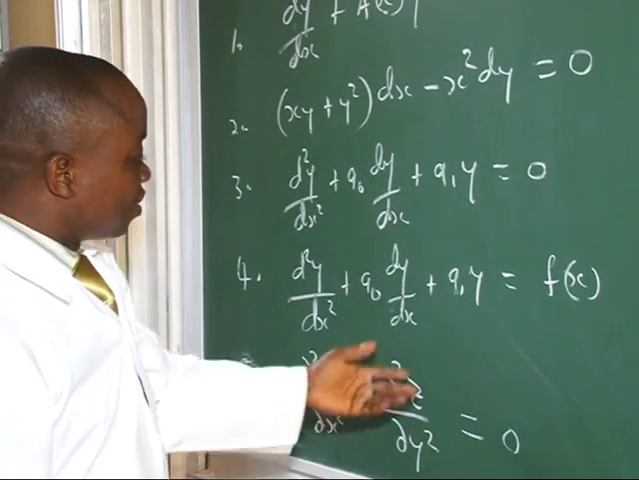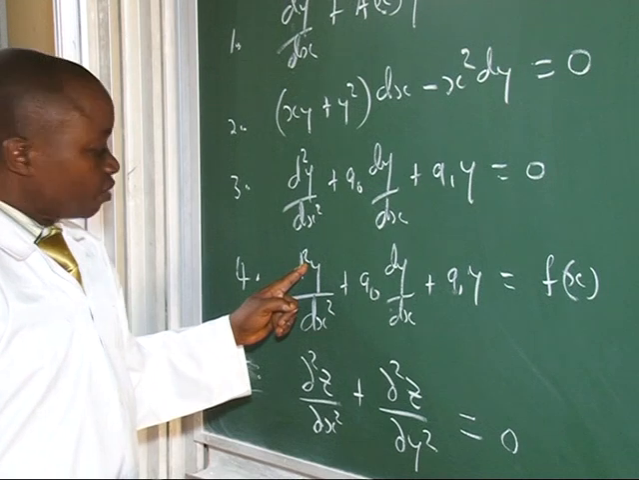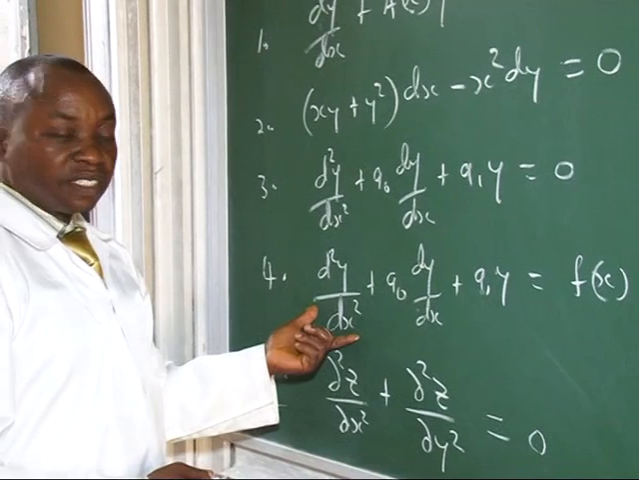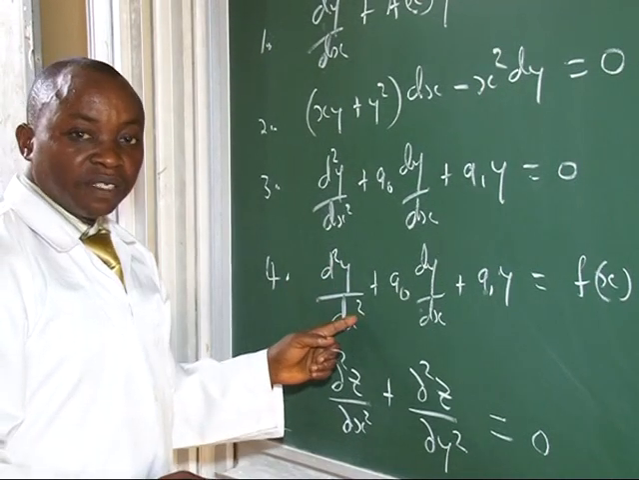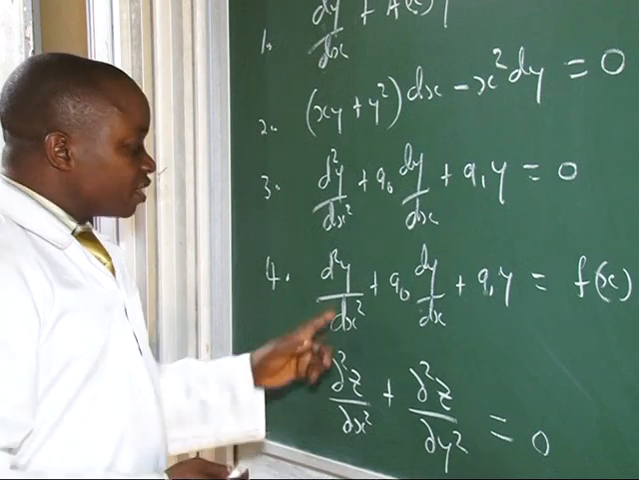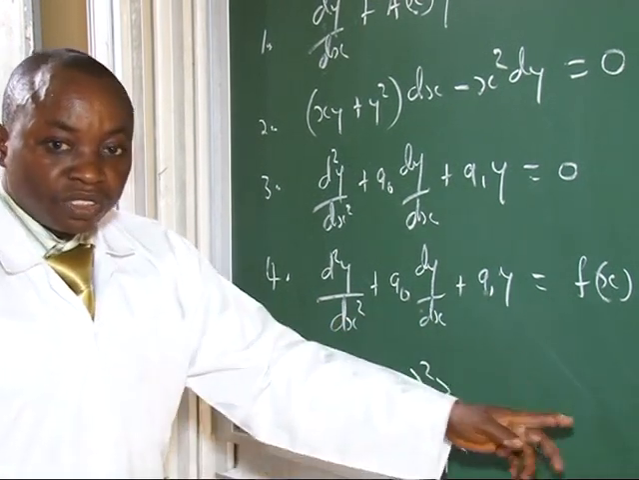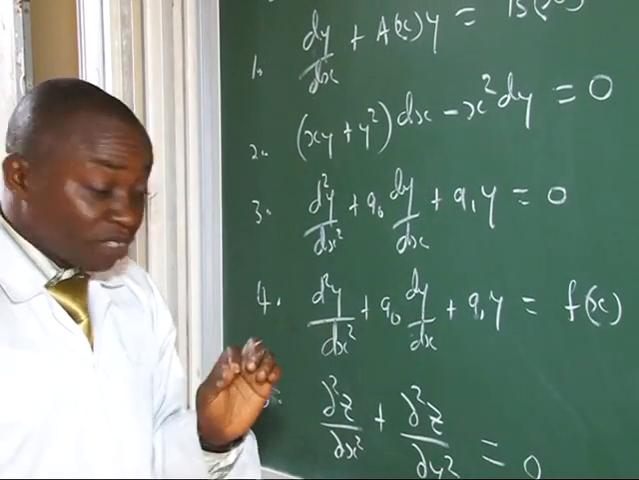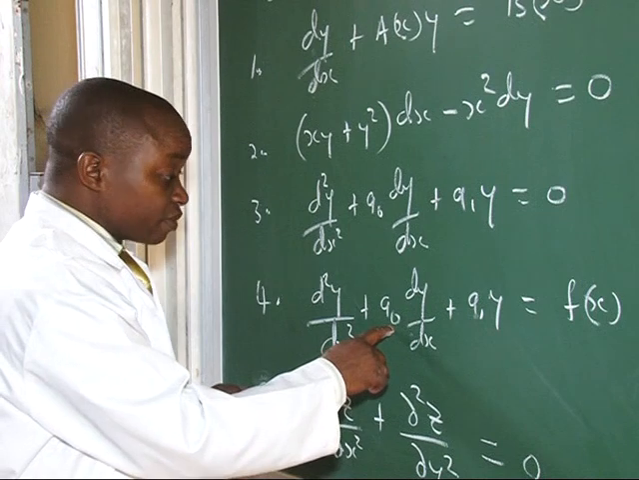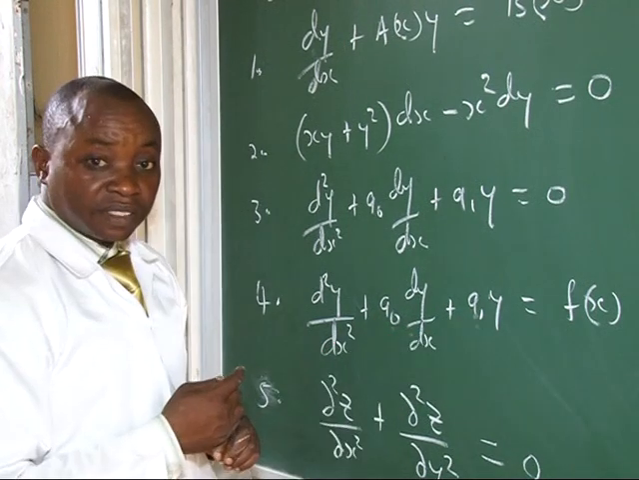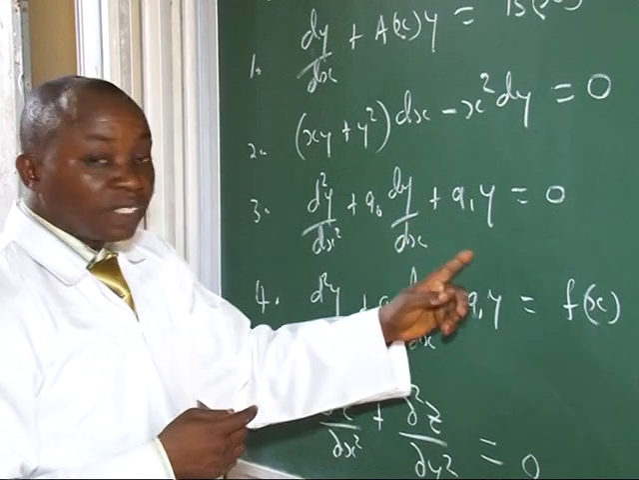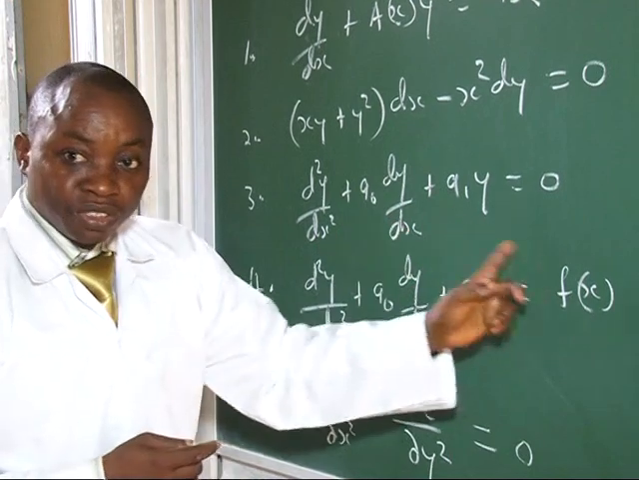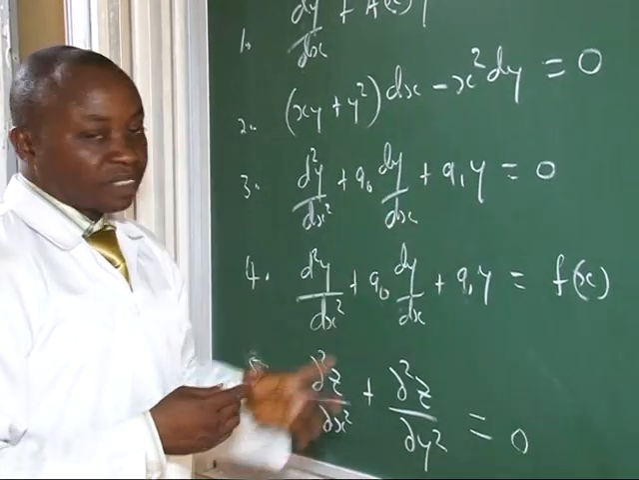This is a second order also. Second order because the highest differential coefficient is d squared y over dx squared, which is the second derivative. So we call it a second order non-homogeneous equation because it's not equated to 0, with constant coefficients, of course. The others are constants. And that is how this one becomes a second order linear homogeneous equation with constant coefficients.